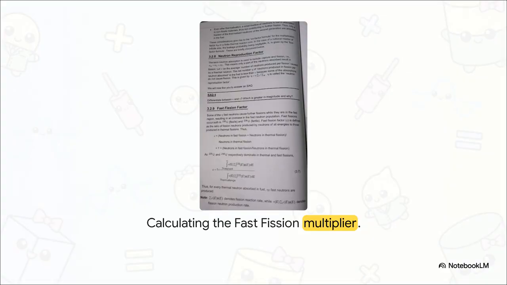Now, the source text gets into some pretty heavy integral equations to map out these fast and thermal ranges precisely. But honestly, the most crucial takeaway is this concluding note right at the bottom. For every single thermal neutron successfully absorbed in the fuel, exactly eta times epsilon fast neutrons are pumped right back into the reactor. And then, the entire life cycle starts all over again.